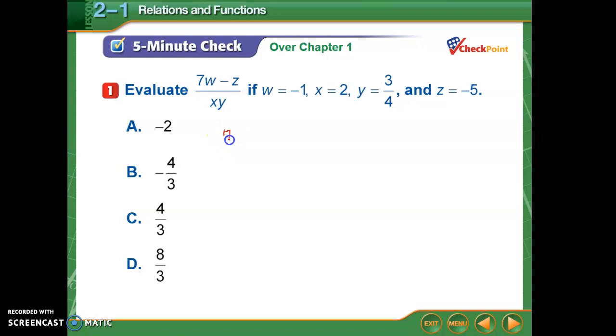Bring down 7. Your w is -1, so open parentheses, that means times -1, minus your z is -5, so we're going to enclose that in parentheses, -5, close parentheses, all over our x is 2 times your y is 3 over 4.